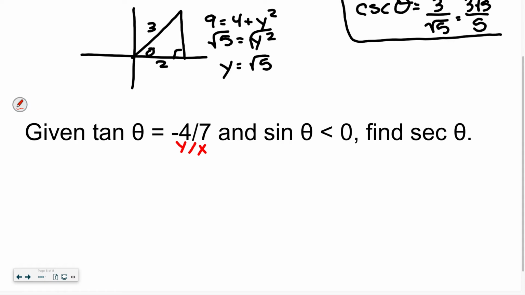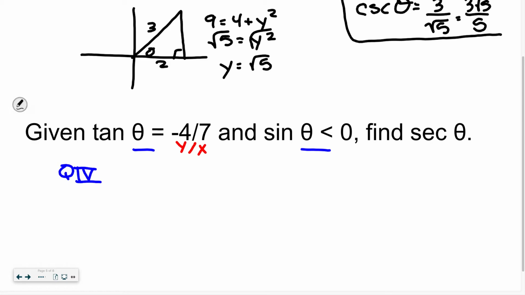So we have a negative tangent right here. And then we also have a negative sign because it's less than. Well, tangent is negative in quadrants 2 or 4. Sine is negative of those in quadrant 4 because it's y. It's always positive in quadrant 2. So now we know we're in quadrant 4.